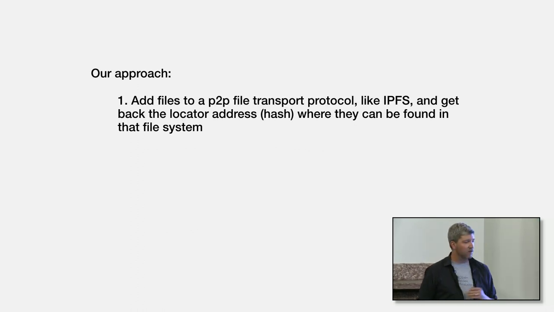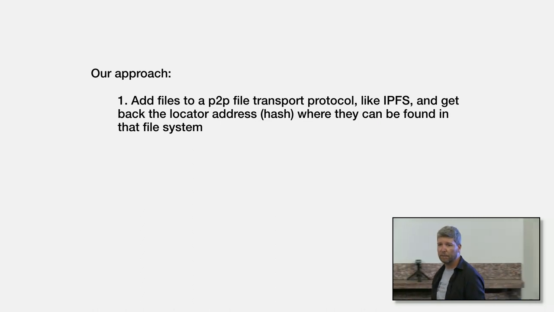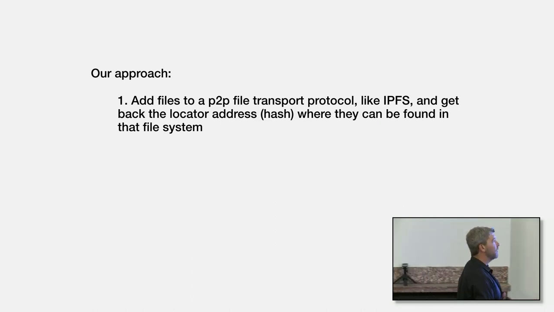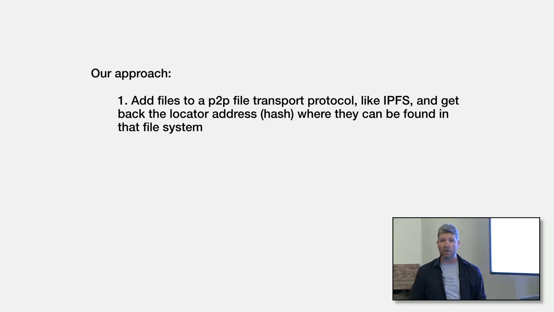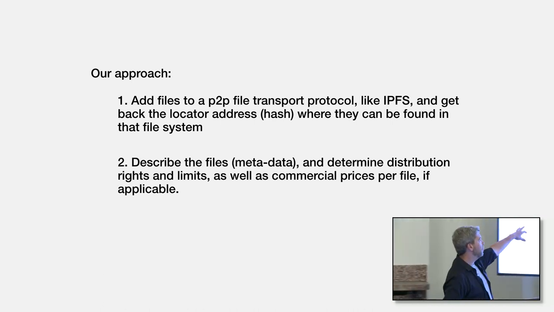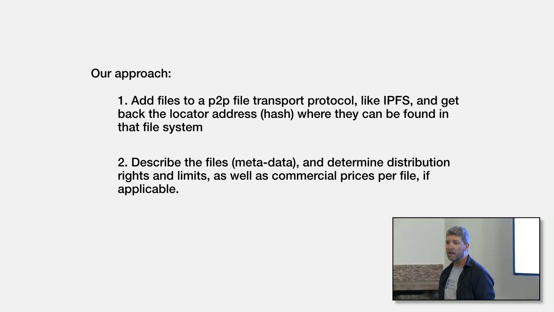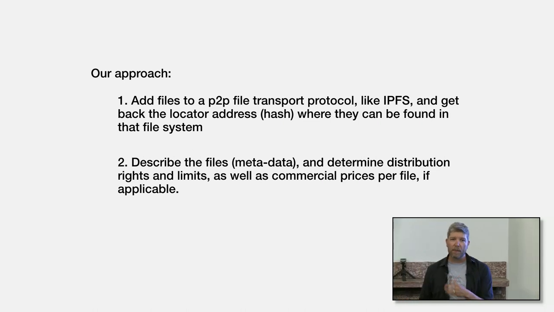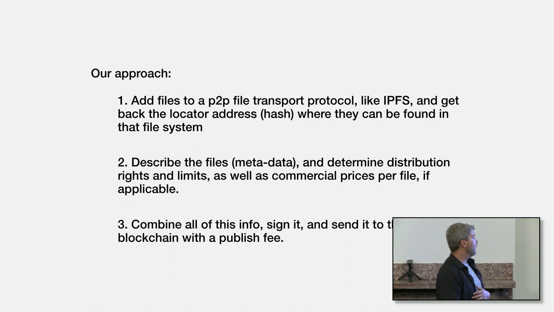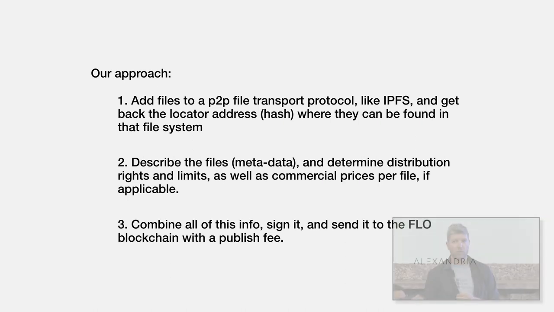So our approach, as simply as possible, is to take the file that's being put up, turn it into an IPFS object or a BitTorrent object, and get back from that the locator hash. If you know that locator hash and you're on this network, you can find it. It doesn't matter what changes are made, you can always find that file. That's a big deal. Then we take that information and add a description about it, metadata that describes what it is, the title of it, the person that made it, background about it, tags, etc., as well as commercial prices. Say it's a song and I want to distribute it for 1 cent to listen to and $1 to buy. And last, I put it all together, sign it with my cryptographic signature using my private keys, and then put it into the blockchain using a transaction that has a little publish fee.